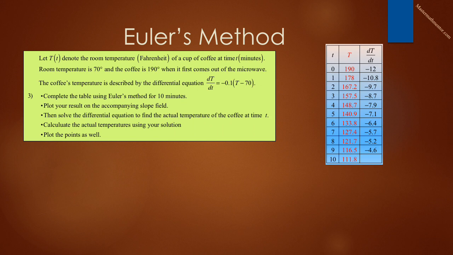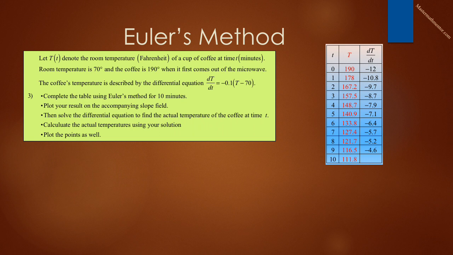In completing the table, t runs from 0 to 10, where delta t is equal to 1. This makes completion of the table very easy. Our first point is (0, 190), and by the formula, dT/dt is equal to negative 12. And that makes dT equal to negative 12 times 1, which is still negative 12. This will happen all the time. We'll be multiplying by 1. So our new value of T is equal to 178.